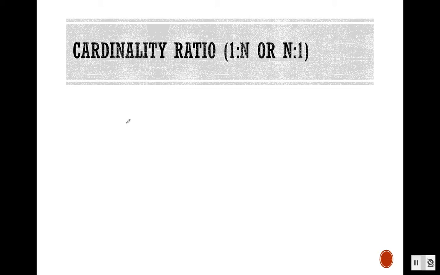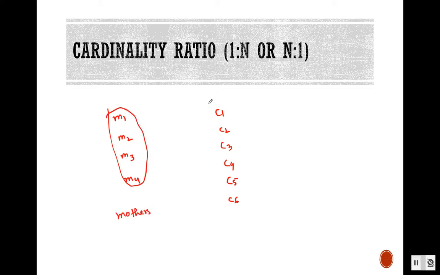Now let's think about a relationship between mother and children. Okay. So these are the list of biological mothers, and these are the list of children. Okay, and also biological children.